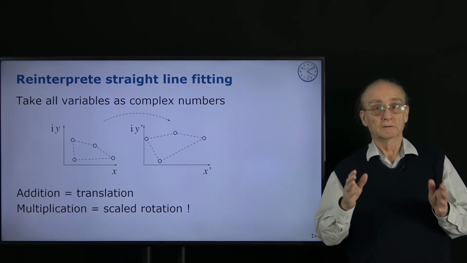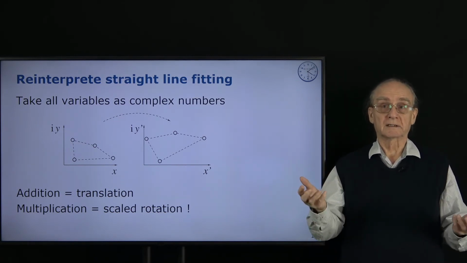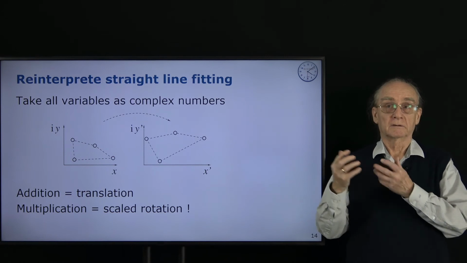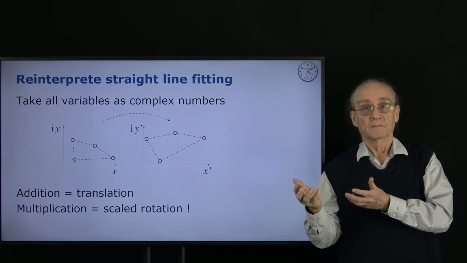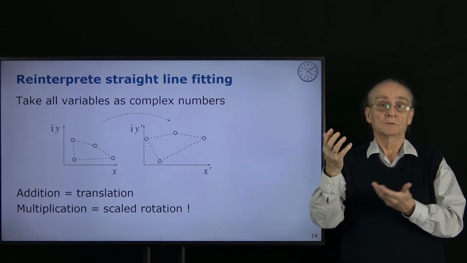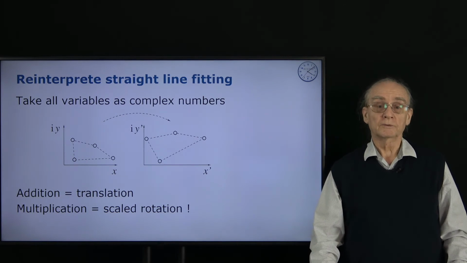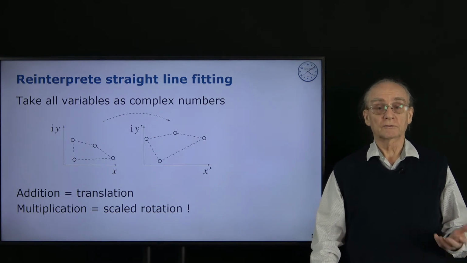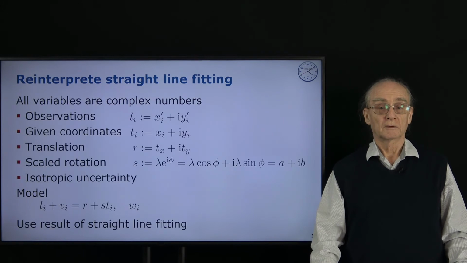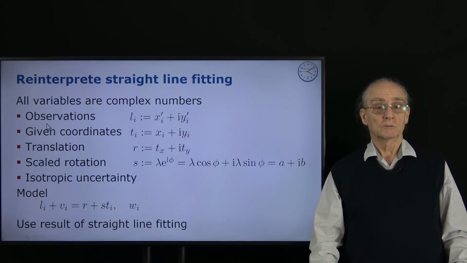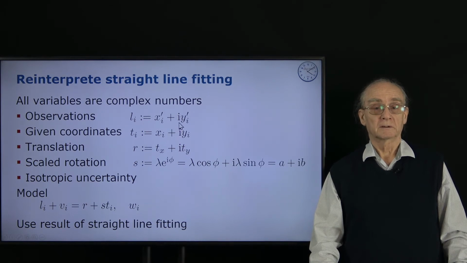So you take the magnitude of the complex number, this is a scaling, and you take the angle, then that means you get the rotation. So we use this and try to use the result from the previous section. So let's assume all the variables are complex numbers. So our observations now are L_i, which is x_i plus i multiplied with y_i prime.